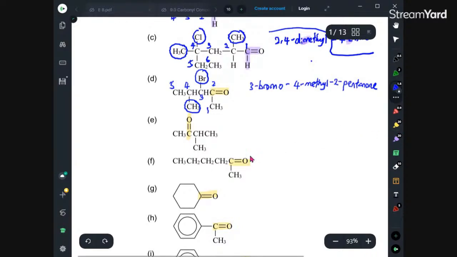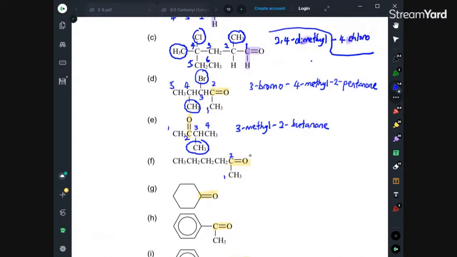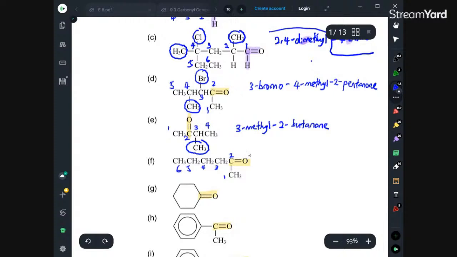Okay, now move on to the next question. I start from here: 1, 2, 3, 4. Okay, position number 3 has a methyl, so this one is 3-methyl, and then 2-butanol. Okay, 1, 2, position number 2. Then how many carbons? 3, 4, 5, 6. So hexanone, so 2-hexanone.